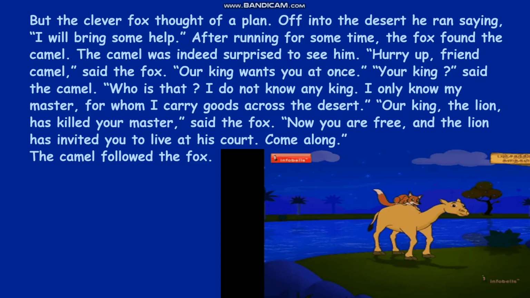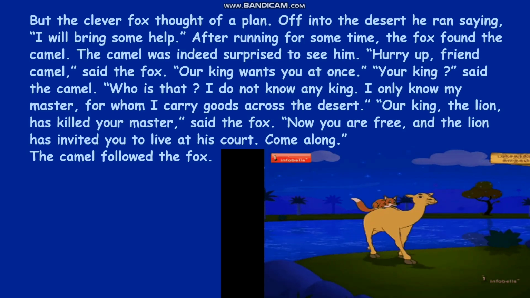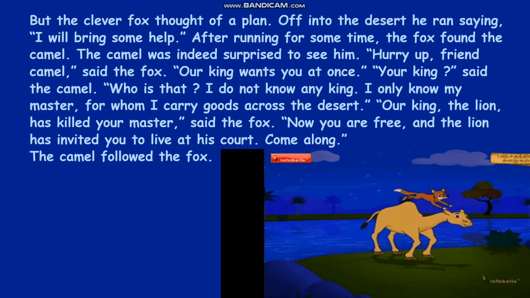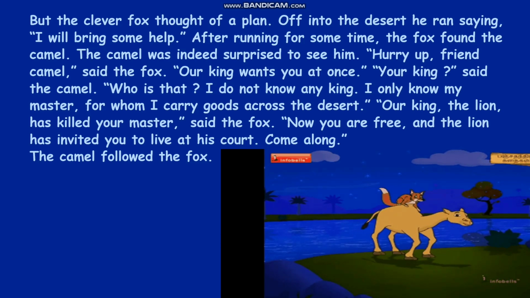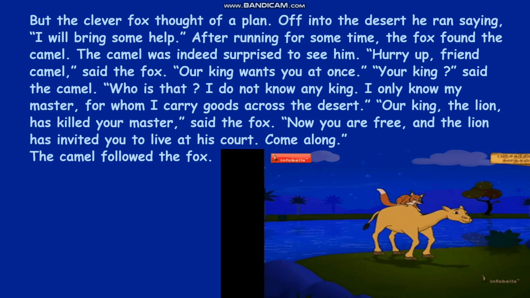Okay? But the clever fox thought of a plan. Off into the desert he ran, saying, I will bring some help. After running for some time, the fox found the camel. The camel was indeed surprised to see him. Hurry up, friend camel, said the fox. Our king wants you at once. Your king? Said the camel. Who is that? I do not know any king. I only know my master for whom I carry goods across the desert.